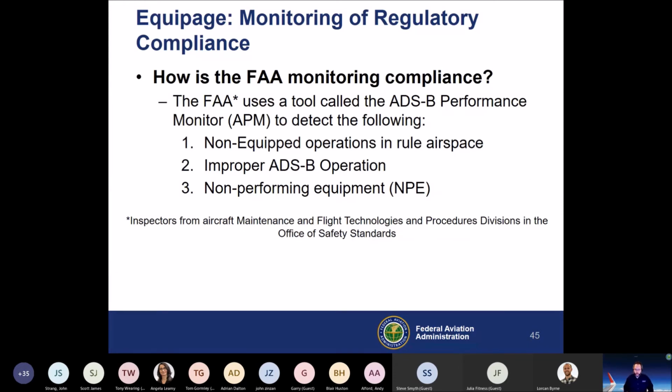It could be a letter of warning. It could be fines. It could be really even more severe than that, depending on what the situation is. But again, that's for the regulatory side of the FAA to take action on. We provide the tool that flags all these users that are not in compliance.